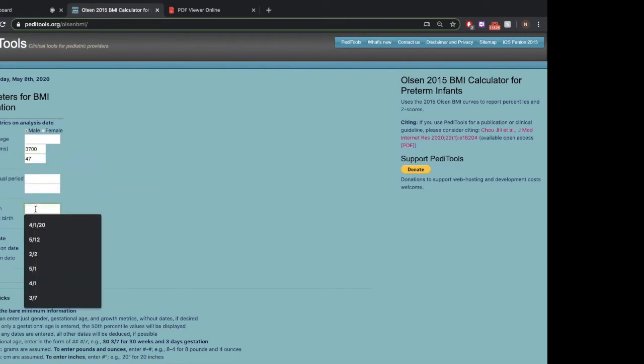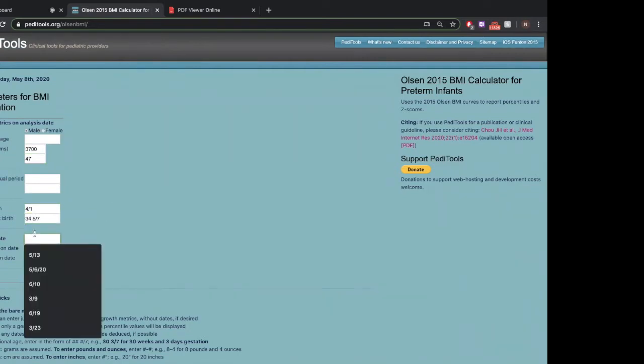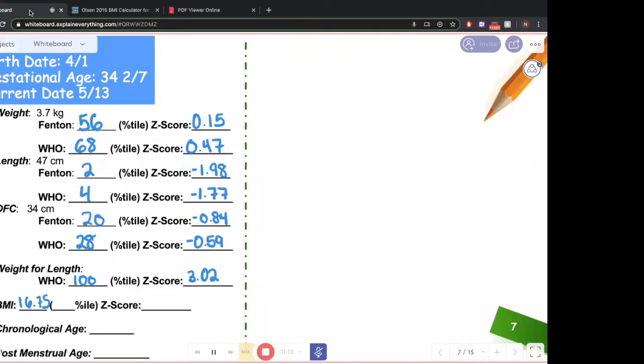The date of birth was 4/1. Gestation is 34 weeks and 5/7 days. And the analysis date is 5/13. So this infant has a BMI of 16.75, which puts him in the 99th percentile with a z-score of 2.17.